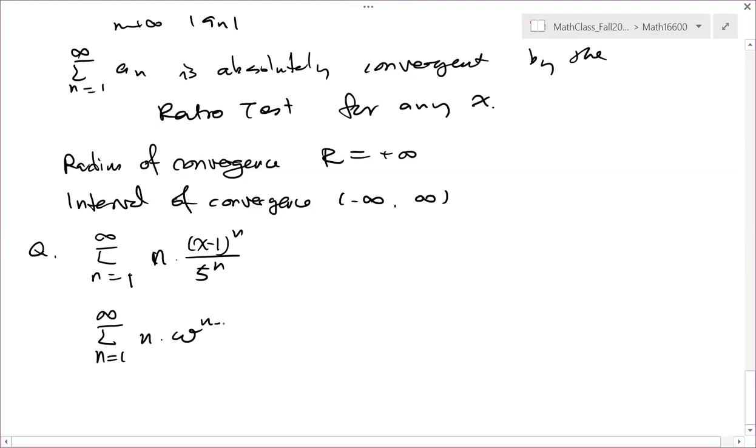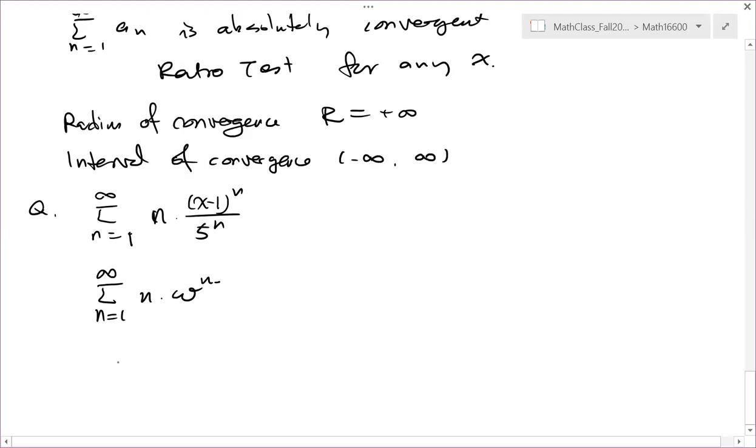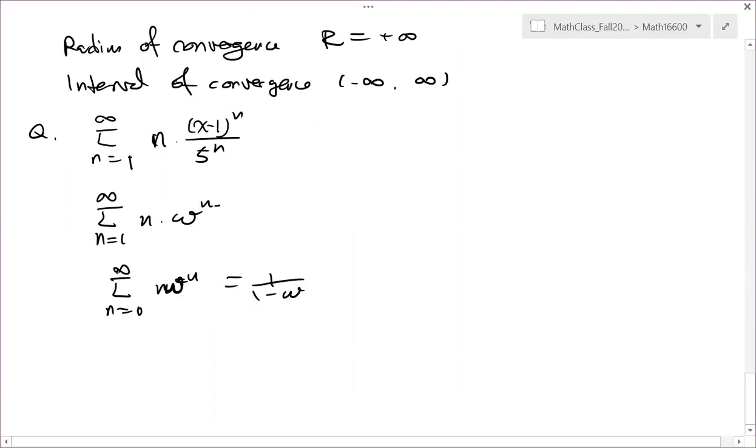How can I get n here? Right? How can I get n? If you differentiate this, this is going to be 1 over 1 plus w, right? When you differentiate this, you will get n w to the n minus 1. And this is going to be 1 minus w squared when you differentiate, okay? So it's very close, right?